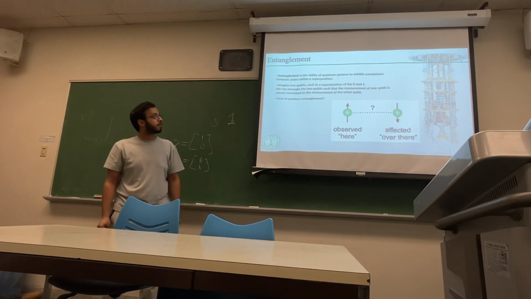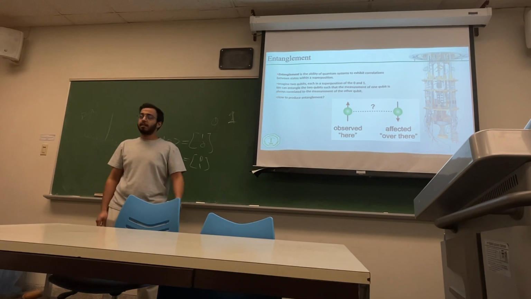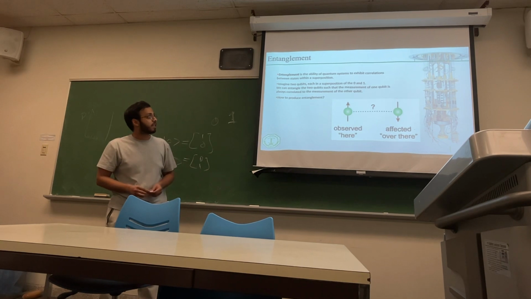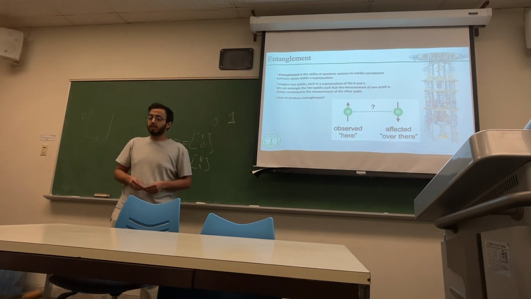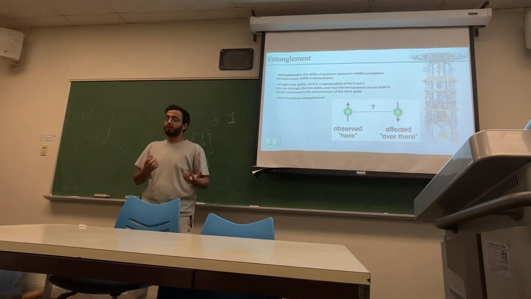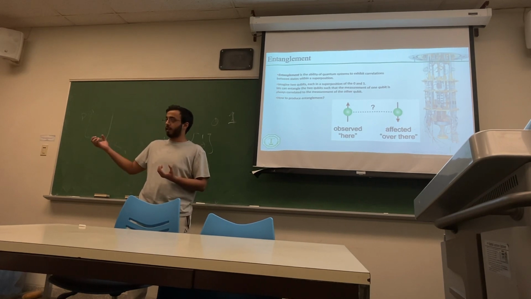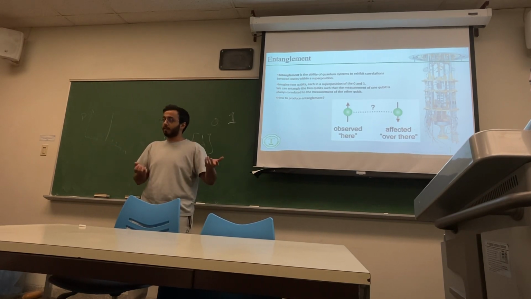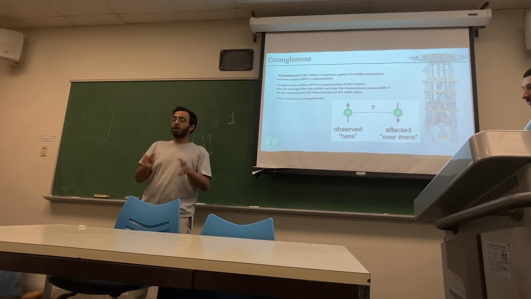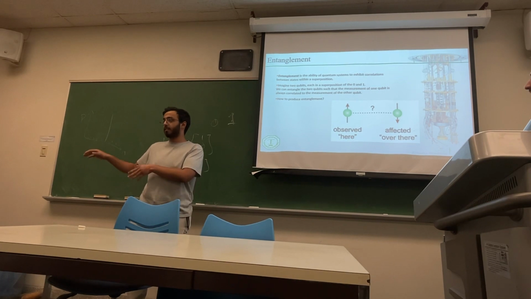As for entanglement, as Hussein did a good job explaining today, it's the ability of quantum systems to exhibit correlations between states within a superposition. So what does that mean? That means if two electrons or two photons are correlated, measuring one particle affects the state of the other. If two electrons are entangled in opposite states and you measure one to be spin up, you know without needing to measure the other that it's going to be spin down.